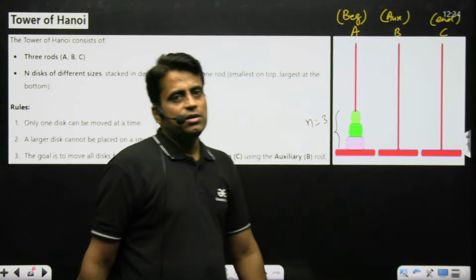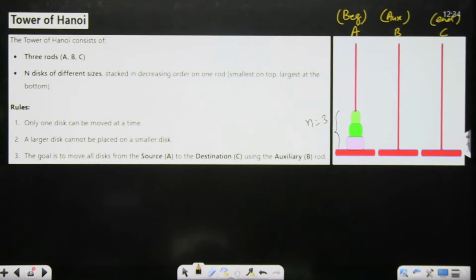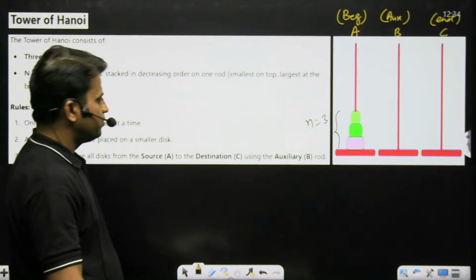Right, so how can we transfer, student? What is the logic for this? Sir, if there is only a single disk, then directly you can transfer. Okay.